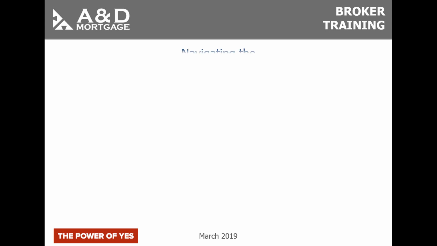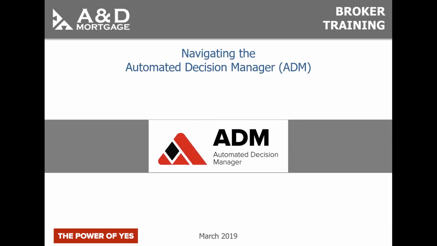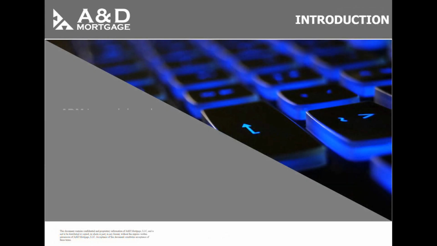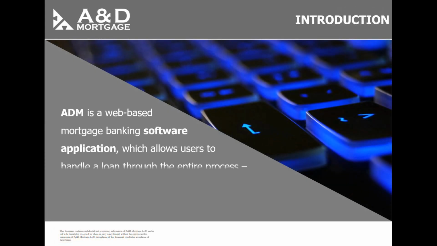Welcome back. Our next video is navigating the Automated Decision Manager, otherwise known as ADM. Before we begin, exactly what is ADM? Well, this is A&D Mortgage's loan origination software, and it is a web-based software application. It allows you the ability to enter your loan and originate through our system and take it all the way through closing.